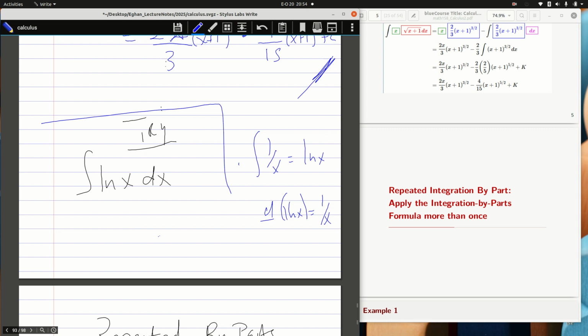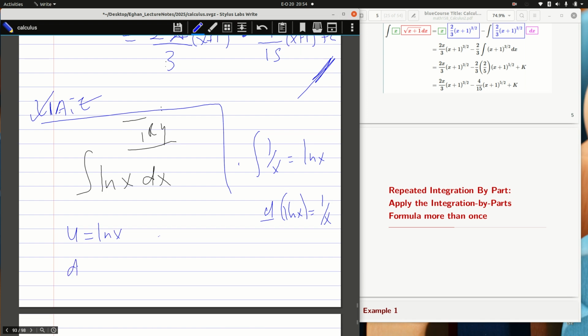How? I'm going to use LIATE, or however you pronounce it. Do I have a natural log? Yes. So it means I'm going to set u to this, and then my dv will be left as just dx. As simple as that. It's as if I have 1 here. And so find your du, find your v, and then do the substitution.